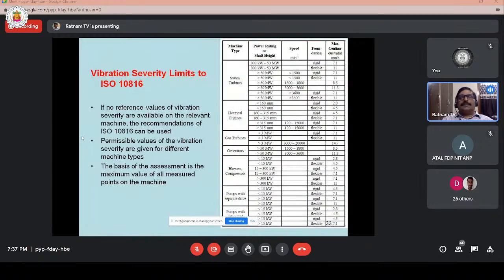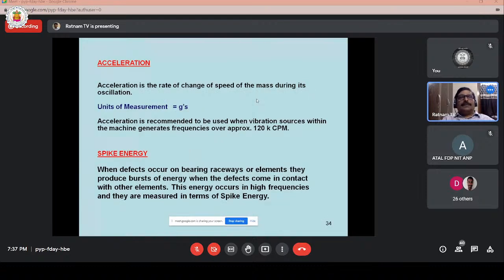This is the next vibration severity chart, an ISO standard. In this also, velocity levels are measured and compared with the limits to see whether conditions are allowable, good, or satisfactory. These limits are given in this severity chart. Acceleration is the rate of change of speed of mass during the oscillation, measured in G's. Acceleration is recommended up to 120 kilocycles per minute. It is a higher frequency range.